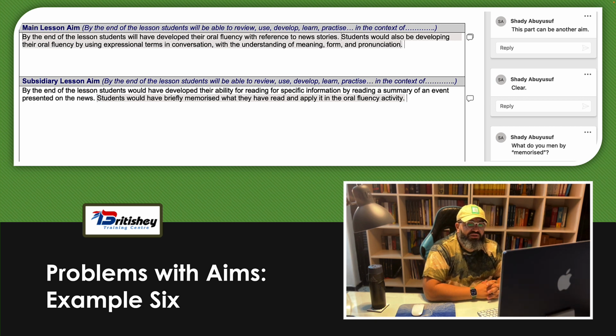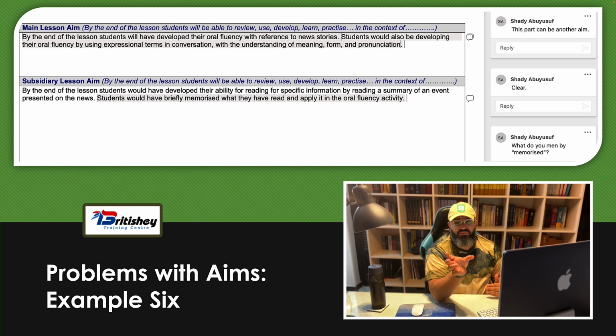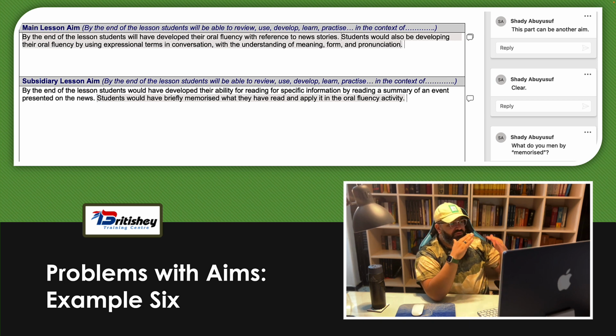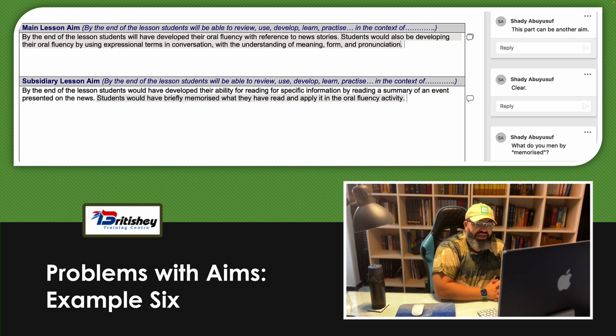And I said for the first one that this part can be another aim, and I'm talking about the second part, students would also be developing their own. No, I mean, as long as you think that this is a speaking lesson, simply say to provide the students with practice in speaking about, and mention what the conversation will be exactly about, and then the context of the lesson. And that's it. You don't need to mention this whole second part starting from students would also be developing. That's too much.